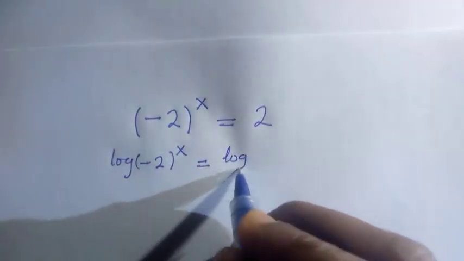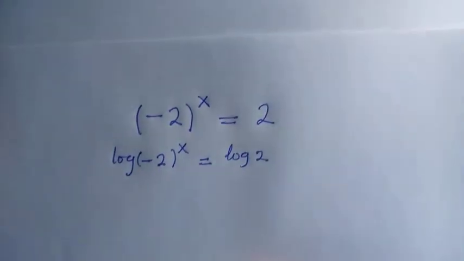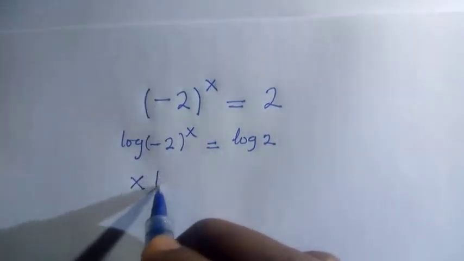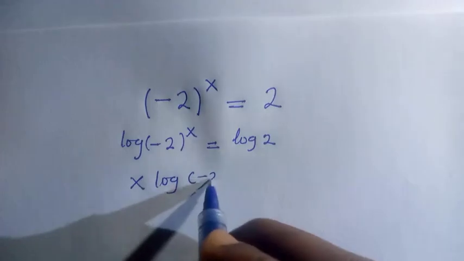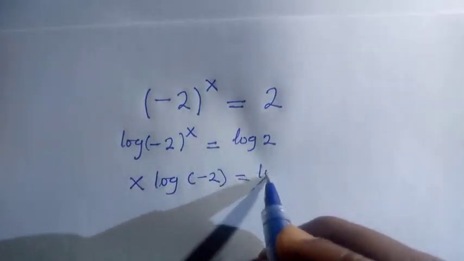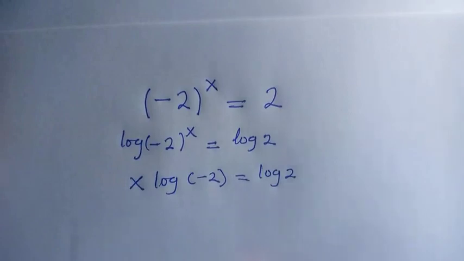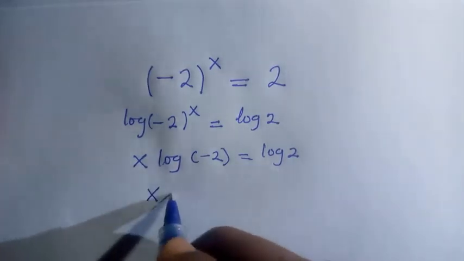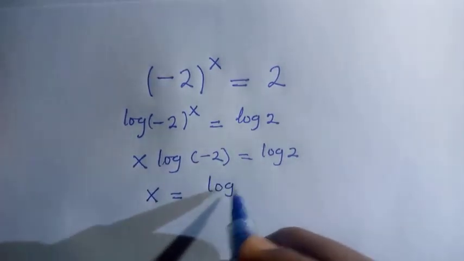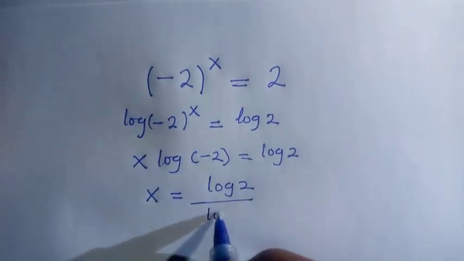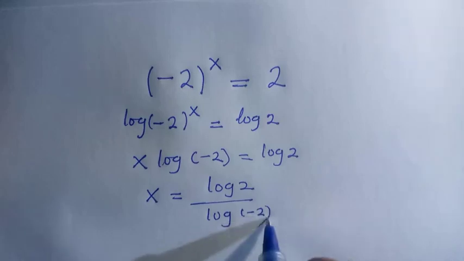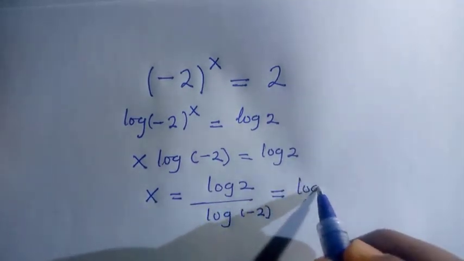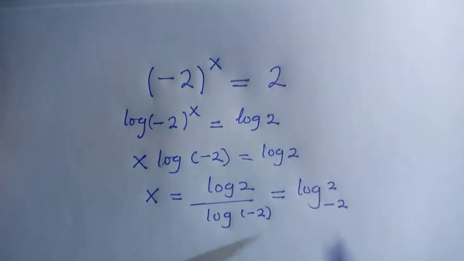equals log 2. So having this, by applying the properties of logarithm, we have x log(-2) equals log 2. And when we divide both sides by log(-2), we have x equals log 2 divided by log(-2). Which we can simply rewrite as log of 2 base -2.